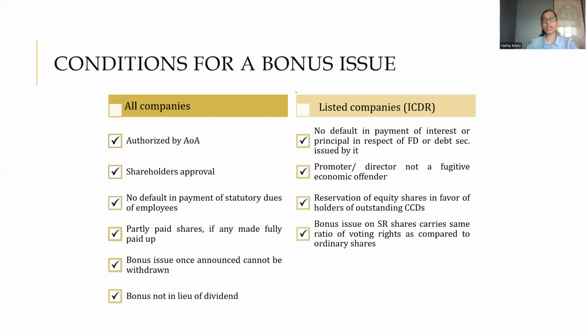Next, with respect to conditions for bonus issue, I've divided this into two halves. One is conditions for all the companies. So it doesn't matter if it is a listed company or unlisted company, it has to comply with all these conditions listed over here, which are: the bonus should be authorized by the articles, shareholders' approval by way of ordinary resolution has been obtained, and the company has not defaulted in payment of any of the statutory dues of employees, which involves gratuity, PF, etc.